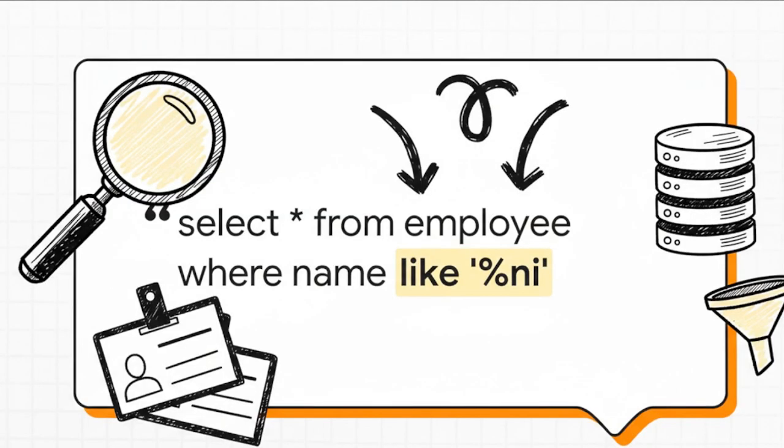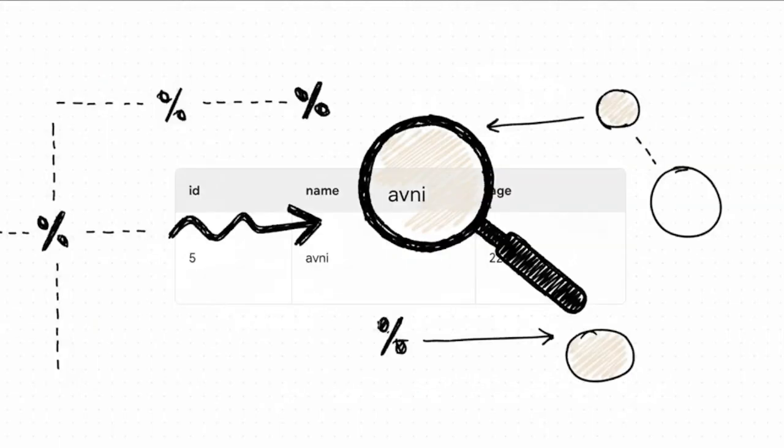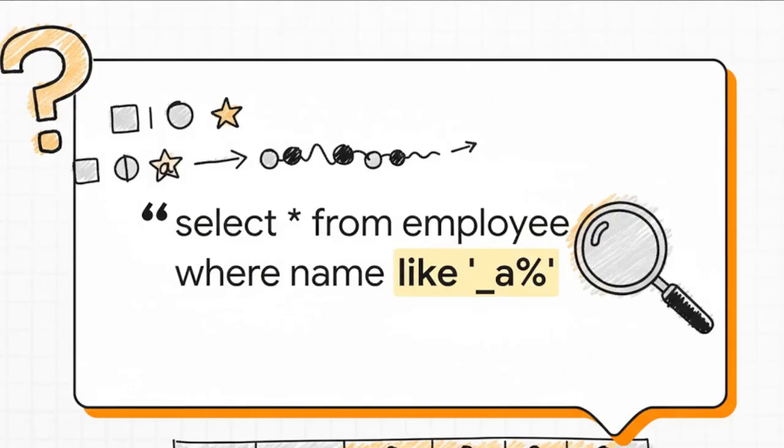So what about a new challenge? What if we want to find names that end with a certain pattern? Well, we just flip the wildcard. See that? Here, we're looking for any name that ends with "ni." The percent sign is at the front this time, which means we don't care what comes before it. And there it is. The query finds the one employee whose name fits that pattern perfectly. This really shows you just how flexible that percent wildcard is. You can stick it at the beginning, the end, or even in the middle to find patterns anywhere in your text.